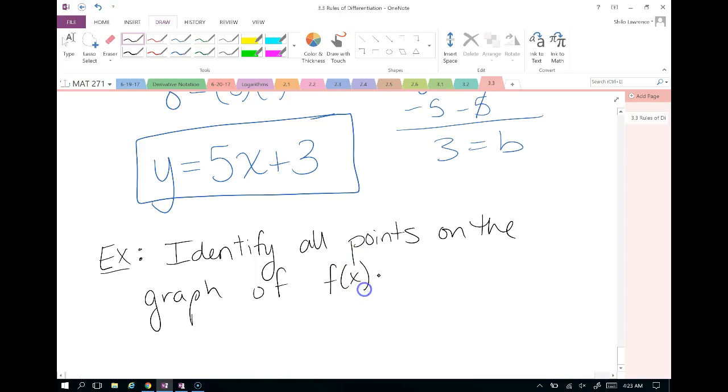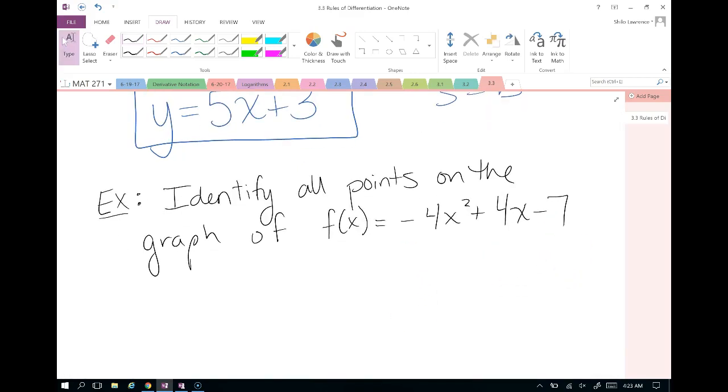of f of x equals negative 4x squared plus 4x minus 7. Identify all points on the graph of f of x equals negative 4x squared plus 4x minus 7 where there is a horizontal tangent line.